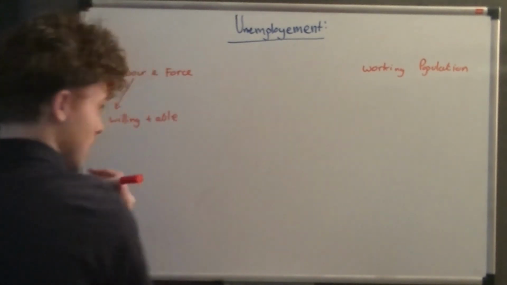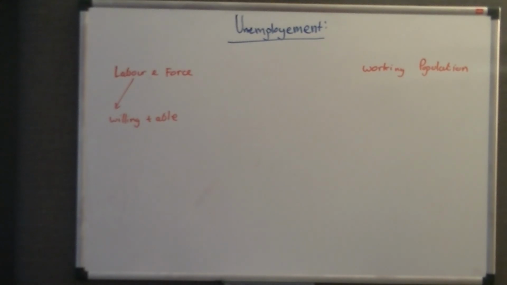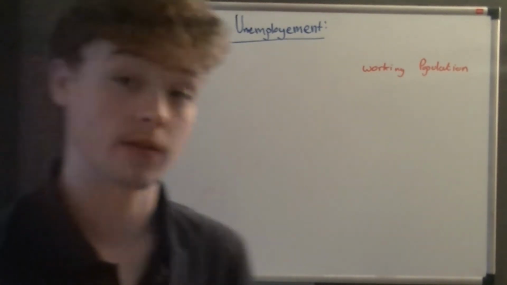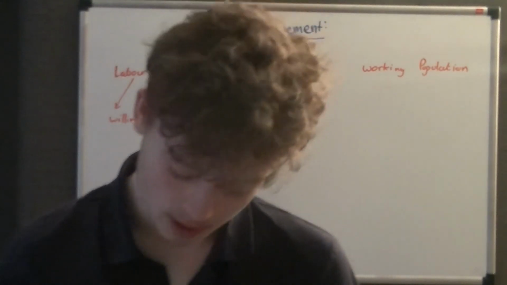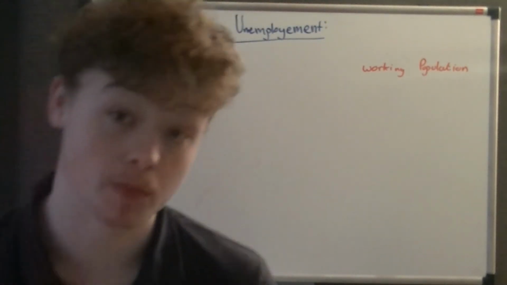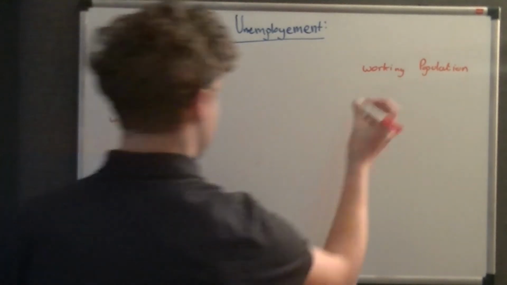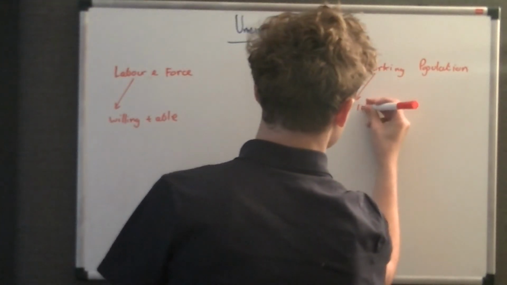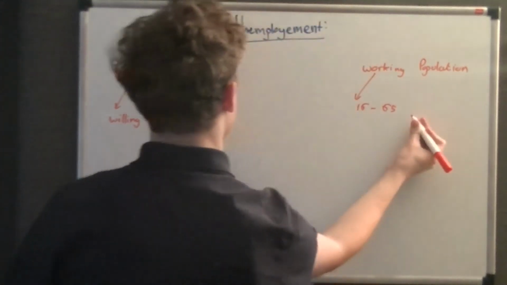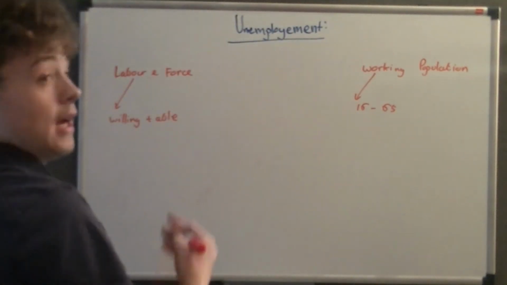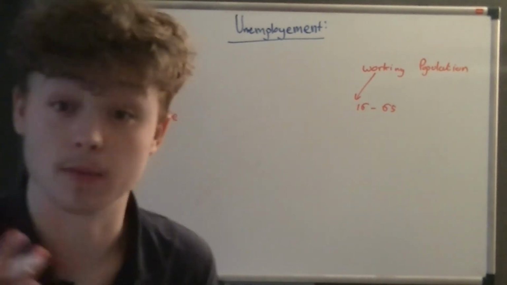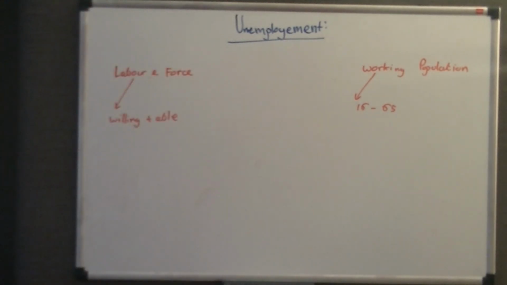So, for this, they are between 16 and 65, and they are willing and able to work. However, the working population is just people who are aged between 16 and 65. So the main difference you need to know is this depends on the ages. This is just if they're willing and able to work, such as they've not got a disability that would stop them working, for example.